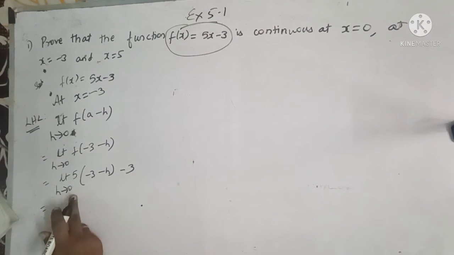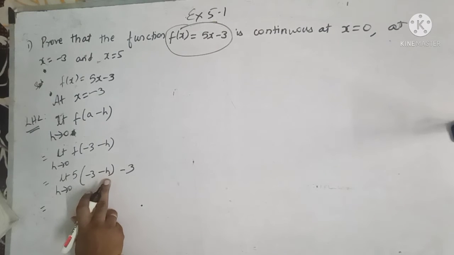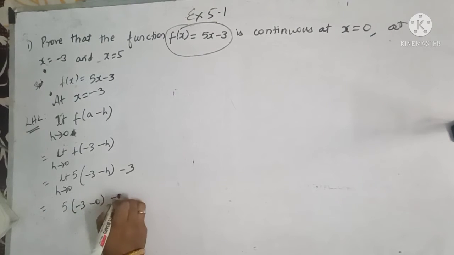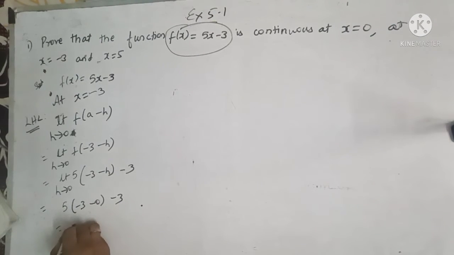Now we have to substitute h value to be as 0. So h value to be as 0 in the sense that 5 into minus 3 minus 0 minus 3. So 5 into minus 3 is minus 15. Because minus 3 minus 0 is minus 3, no? So 0 kuda நம்ம எது add பண்ணாலும் subtract பண்ணாலும் the same answer தான் வரப்போகுது. So minus 3 minus 0 is minus 3. So 5 into minus 3 is minus 15 minus 3. So this is equal to minus 18. So we obtain the LHL limit.